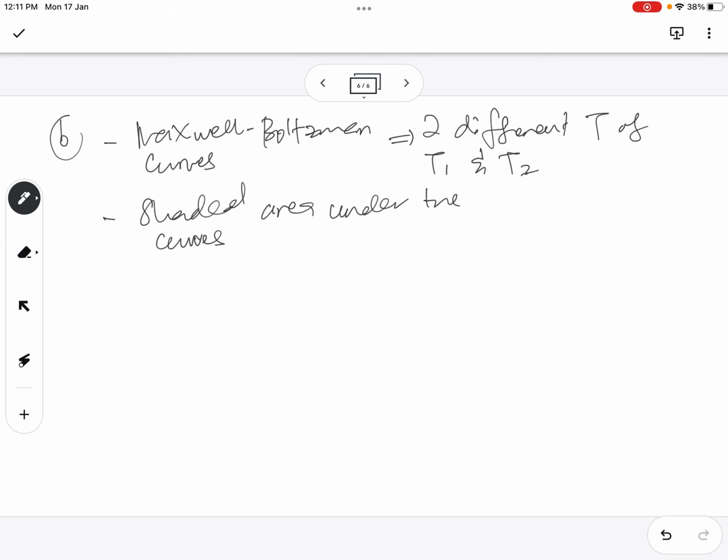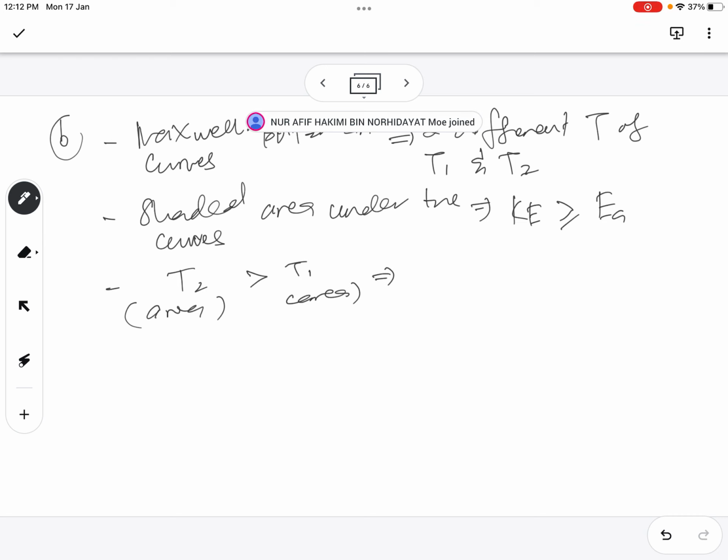The shaded area under the curve represents molecules having kinetic energy, more precisely reacting molecules having kinetic energy greater than or equal to the activation energy. So what happened then? You can find the T2 area is larger than the T1 area. The shaded area for T2 is greater, bigger than the shaded area for T1.